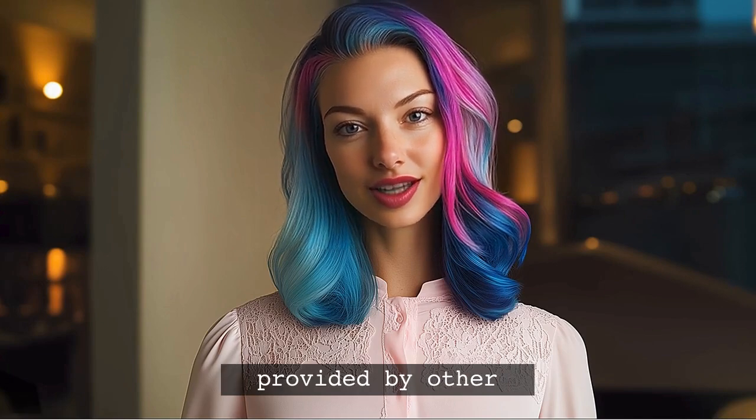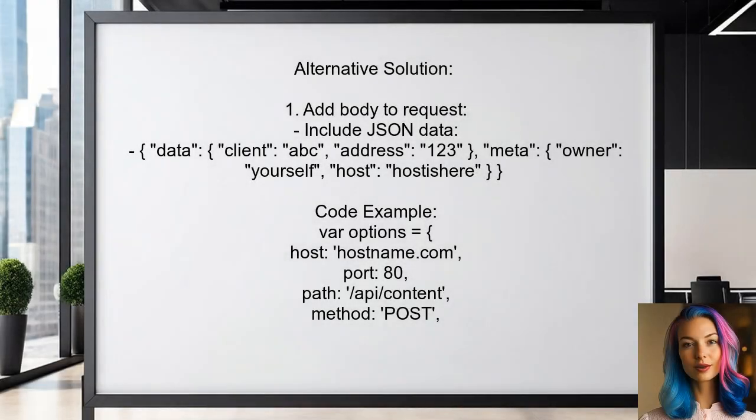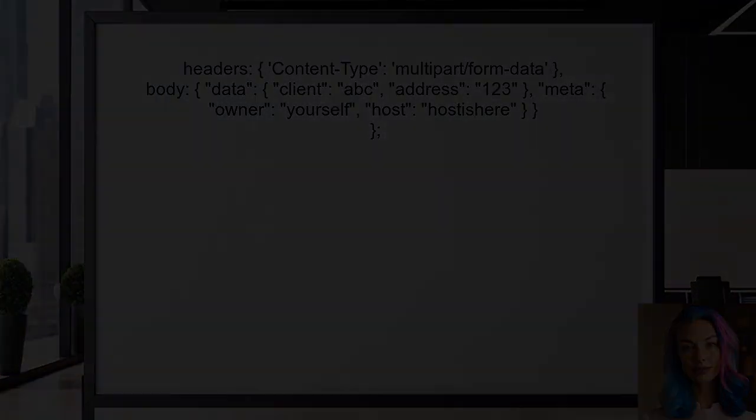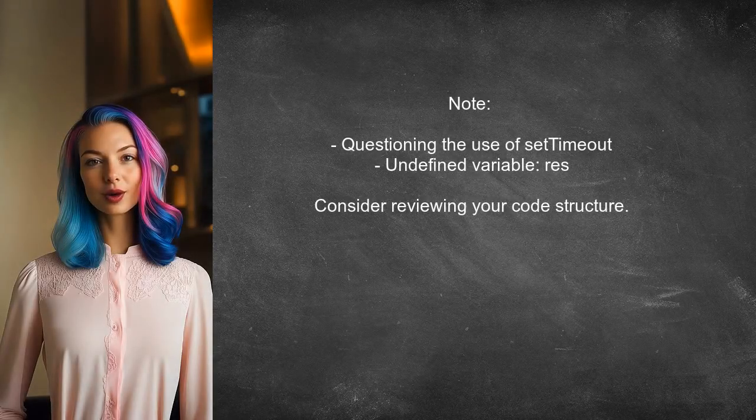Now let's look at the answers provided by other users. An alternative approach shared by another user suggests adding the body directly to your request. This body should include your JSON data, which contains the client information and metadata. Additionally, the user questions the use of setTimeout and the res.send function, pointing out that the res variable is not defined in the provided code.